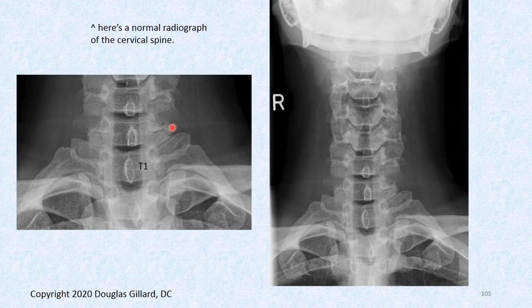This is not the guy, right? This is normal. So here's T1. There's the T1 transverse process here. And then the transverse process of C7 is here and here. And it's okay. But let's look at our patient now.